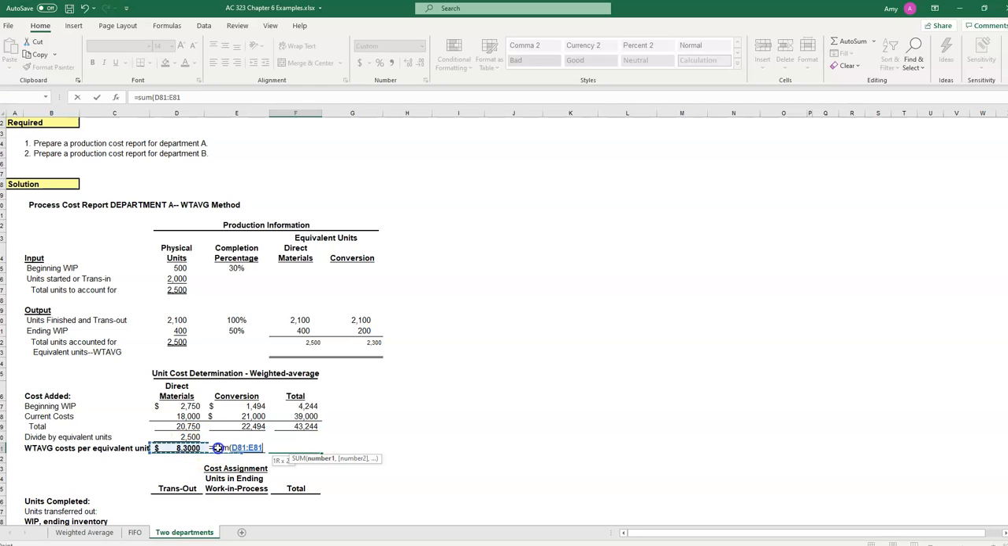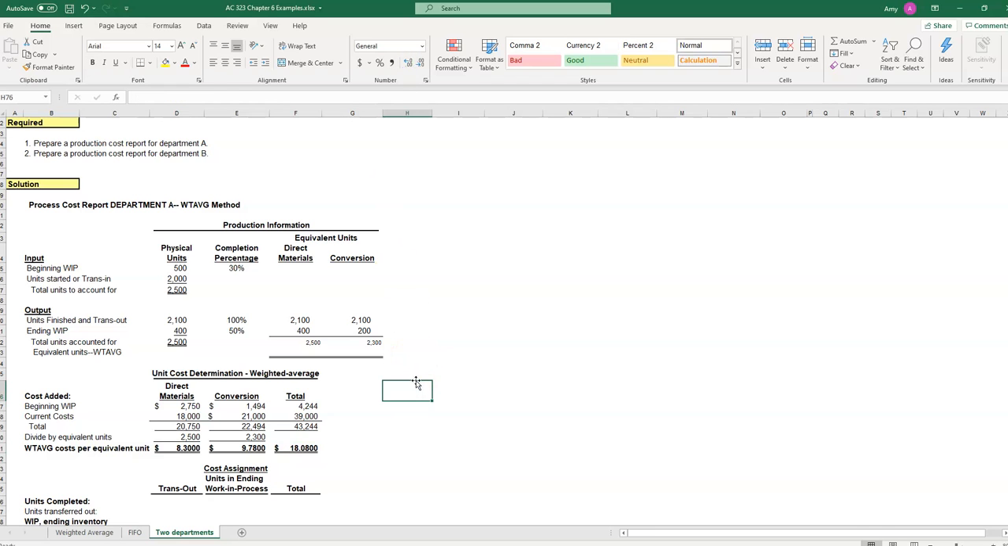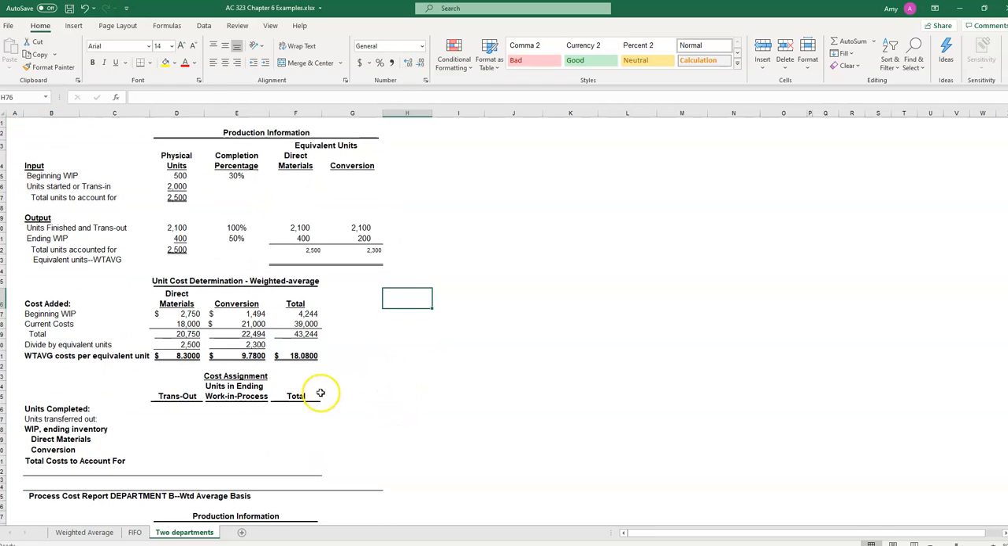So we have equivalent units for direct materials and equivalent units for conversion. We add them together to get our total equivalent unit per unit. Now we want to do cost assignment. So we have units transferred out and our ending inventory that we want to assign those costs to.